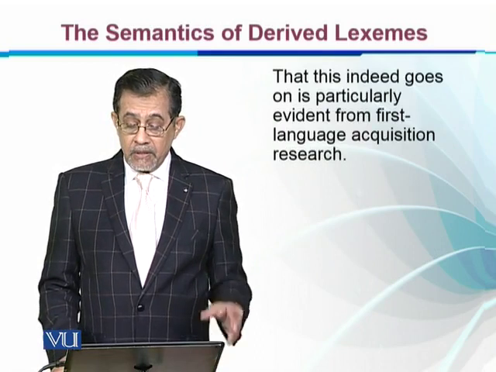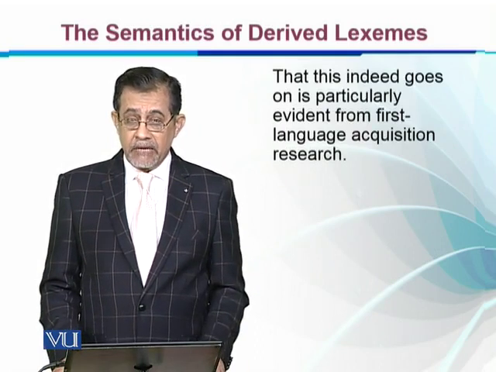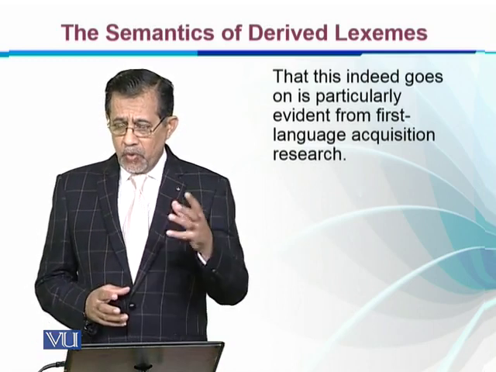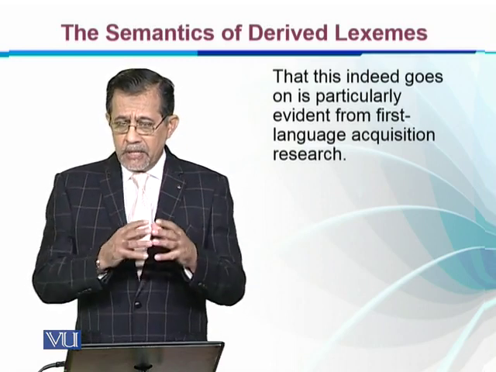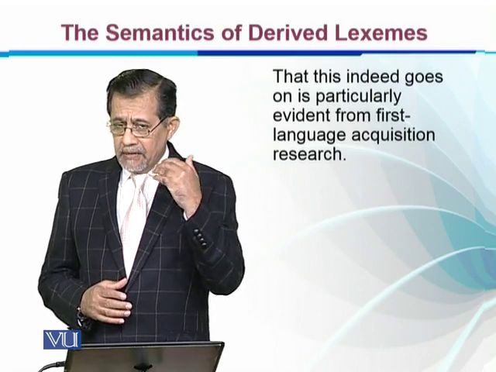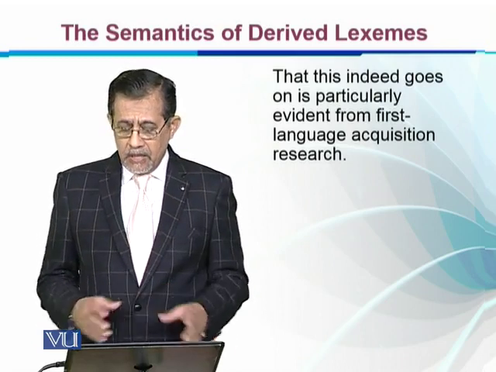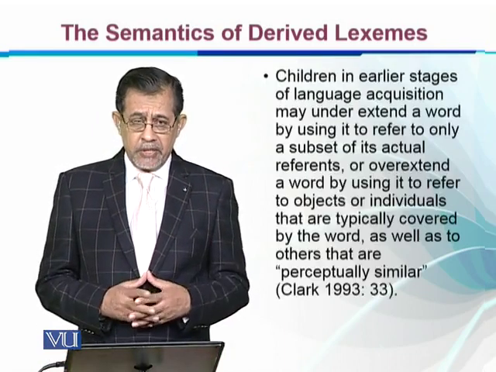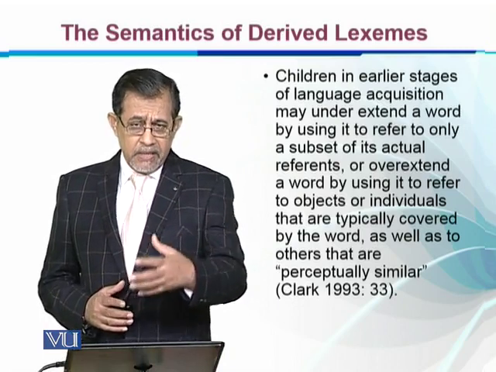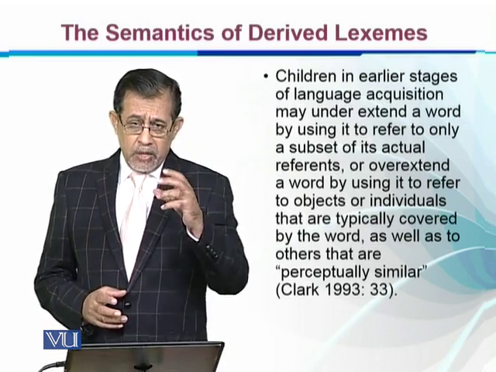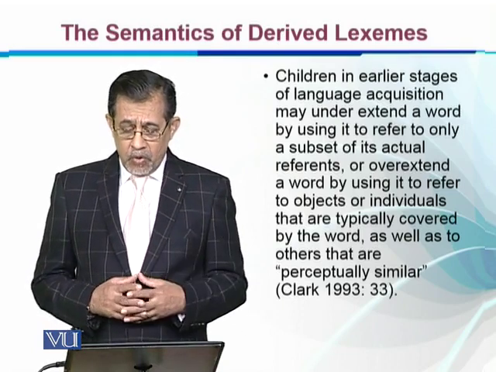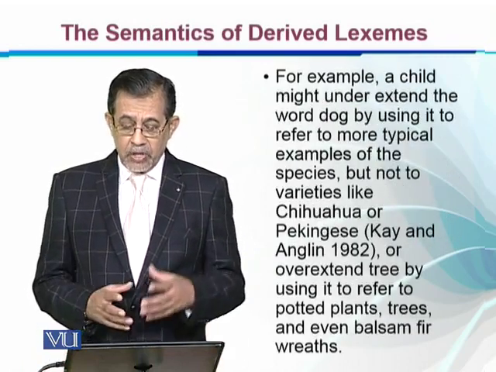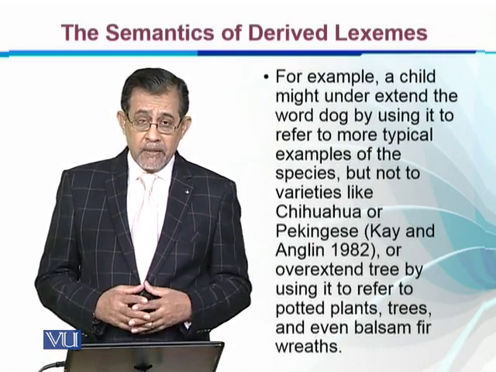That this indeed goes on is particularly evident from first language acquisition research, in the way a child learns. When they learn in the early stage, they have different meanings. They denote different objects with a certain word. So we can say that children, during the process of acquiring a language, either underextend or overextend, right?